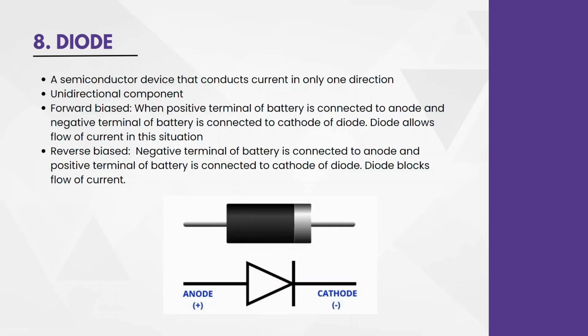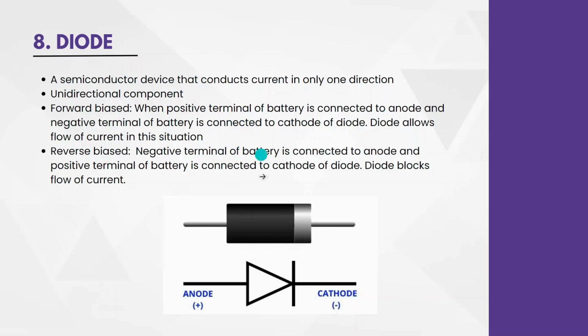Now, a diode will conduct only when it is forward biased. What we mean by forward biased is the positive terminal or the anode of the battery will be connected to the anode of the diode, which means the cathode of the battery will be connected to the cathode of the diode. That means it is forward biased, and only in that condition there will be flow of current through the diode. If it is the other way around, that is, if we connect the anode of the battery to the cathode of the diode and the cathode of the battery to the anode of the diode, it is reverse biased, and in that case, the diode will act as an open switch or it will not allow the flow of current.